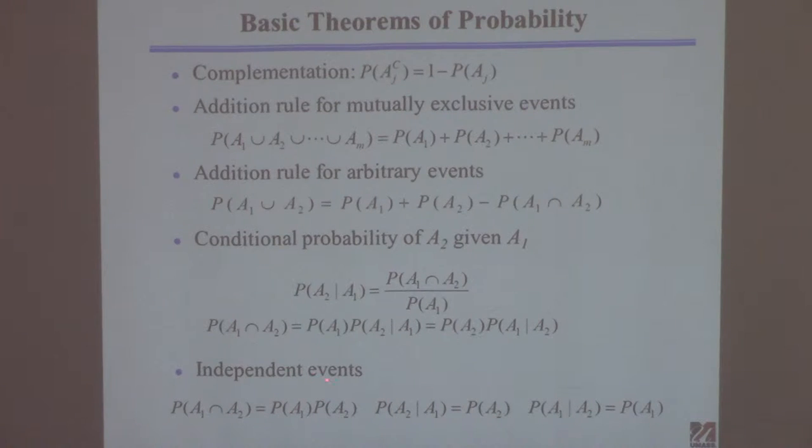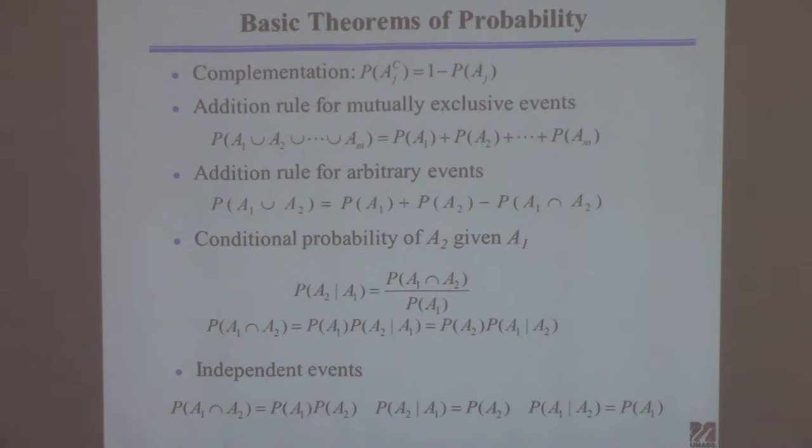We also have things called conditional probabilities. What this means is, what's the probability of A2 occurring given that A1 has already occurred? That implies that they're related to each other, that somehow A1 occurring influences whether A2 occurs. The definition is that you take the probability of the intersection of those two and divide by the probability of A1 occurring. So first of all, A1 has occurred, and you want to know now the probability of A2 occurring.